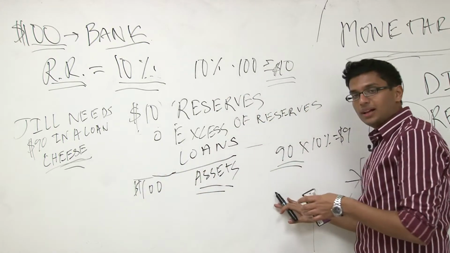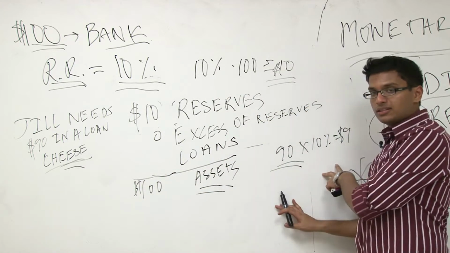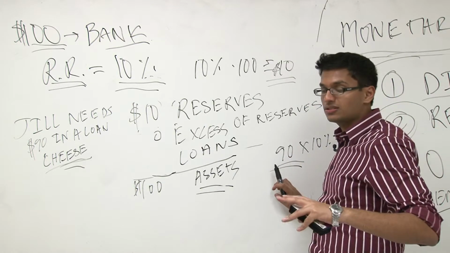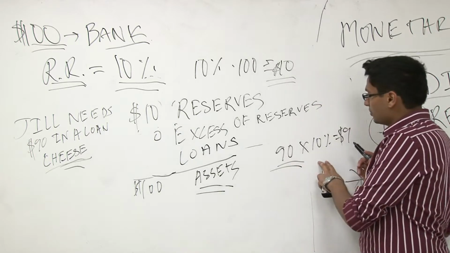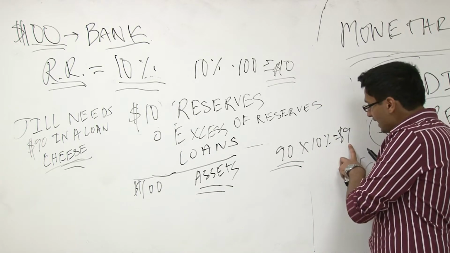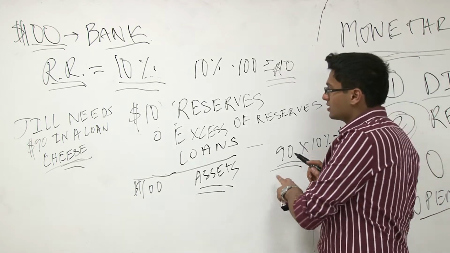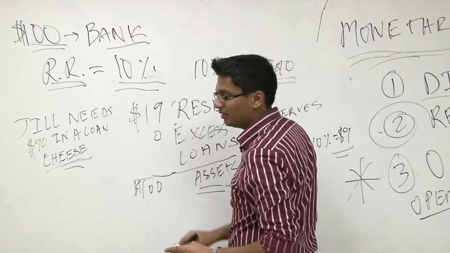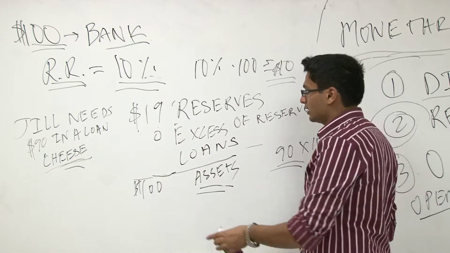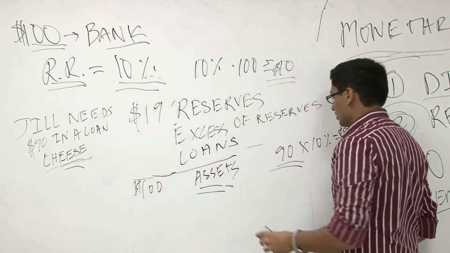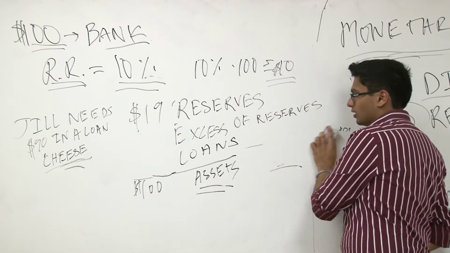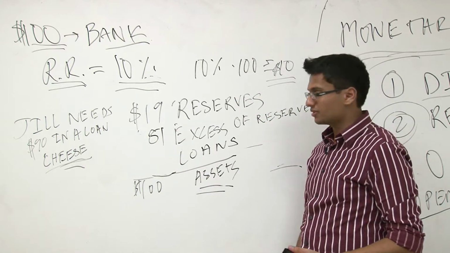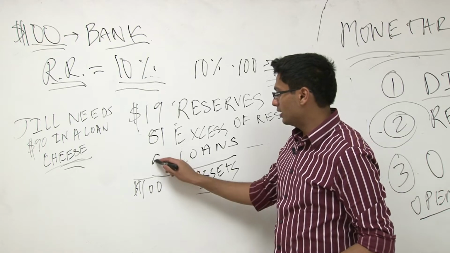So it's awesome, right? So what happens is, out of the $90 I get from Jill, which I loaned out to her, okay, she can obviously have access to this at any point in time, but I'm only required to put 10% in reserves. So $9 of this is going to go into reserves. So 10 plus 9, it becomes 19, okay? And the rest of it goes into my excess reserves of $81, okay?